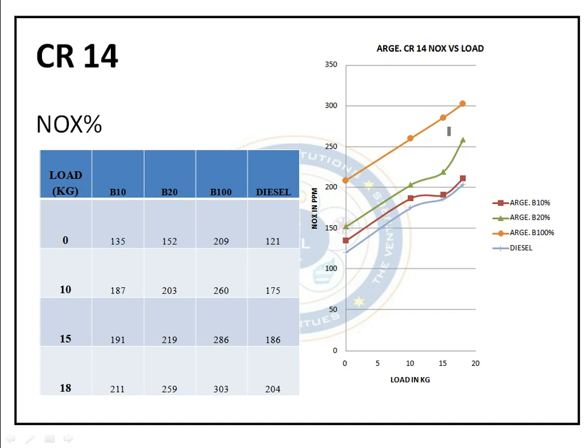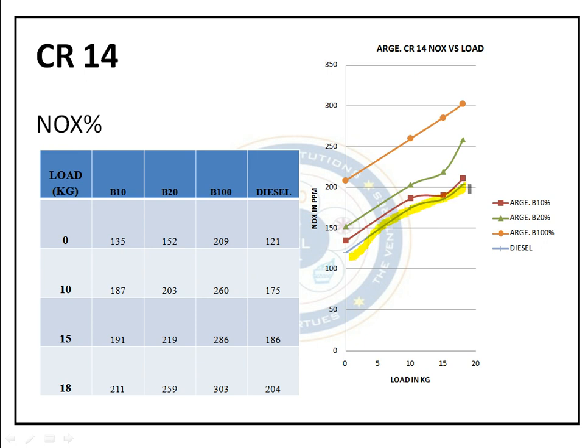NOx percentage. For CR14, 0 kg of load gives for B10 135, B20 152, B100 209, and diesel 121. Load 10 kg: B10 187, B20 203, B100 260, diesel 175. In the graph, it is shown that for diesel it is very less.